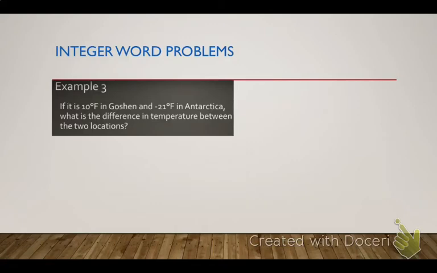Okay, example number 3. If it is 10 degrees Fahrenheit in Goshen and negative 21 degrees Fahrenheit in Antarctica, what is the difference in temperature between the two locations? Well, again, if you look at the word difference, that is a word we've talked about often. That means that we are going to subtract. So we want to subtract these two, and that means I'm going to take 10 minus a negative 21.